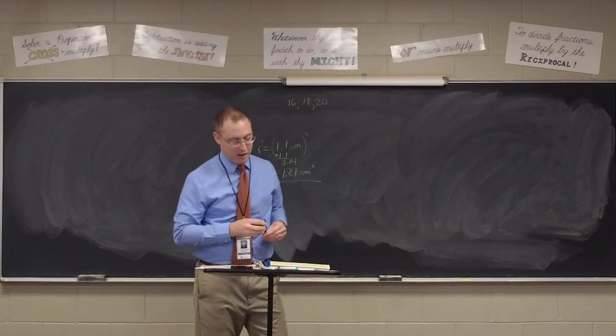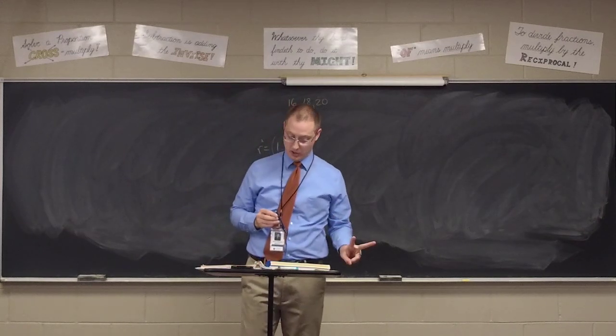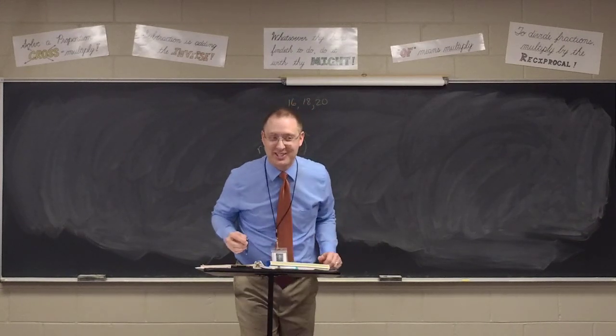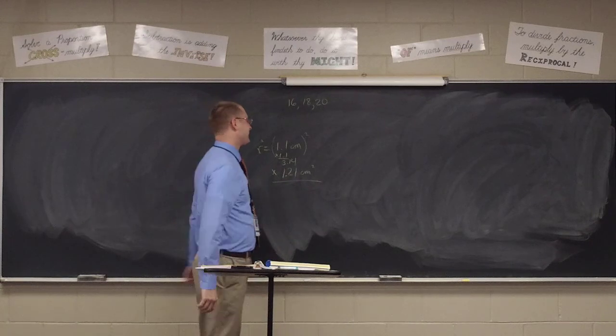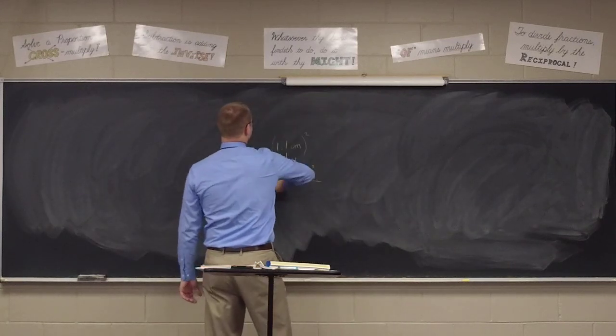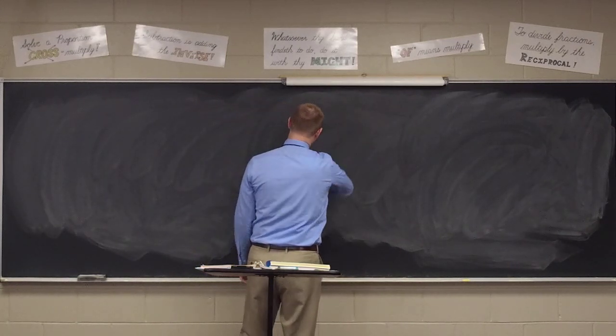Number 23. Both circumference and area, you're given a diameter of 10 yards. Do number 23, finding both circumference and area.